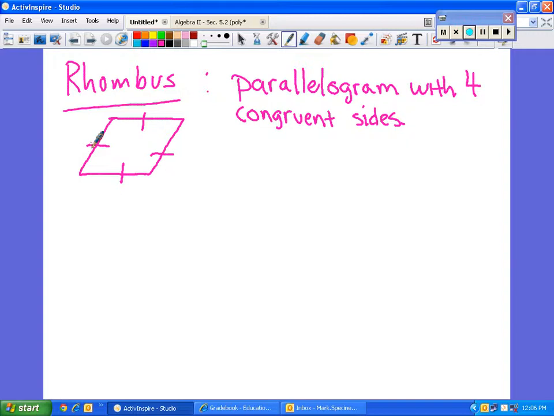Okay, look. Here's a parallelogram. These two sides are congruent and they are parallel. These two sides are congruent and they are parallel.